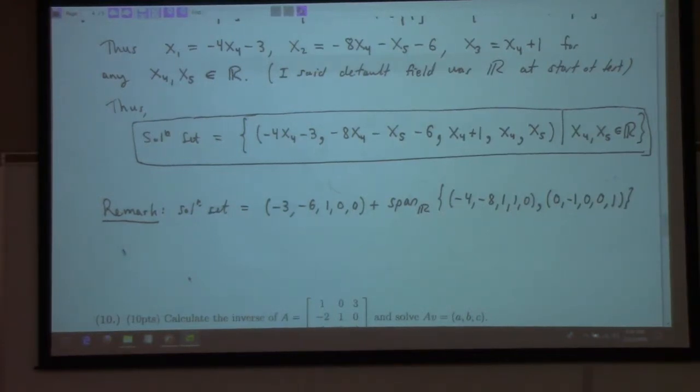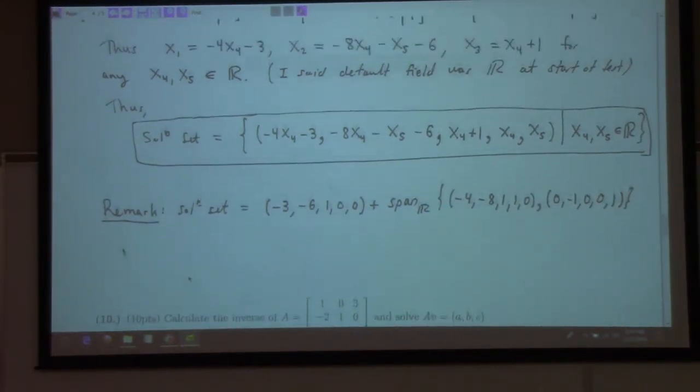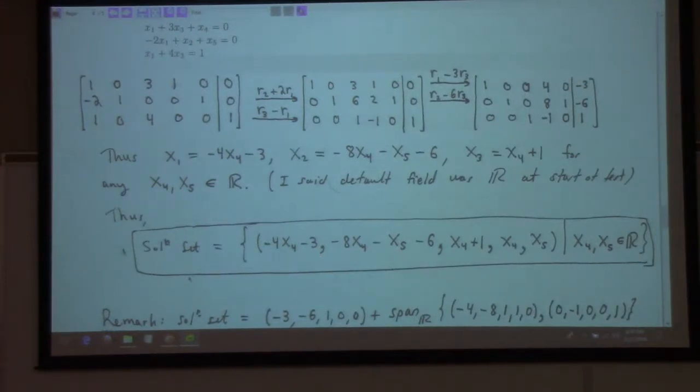Another important comment. That plus that is in fact the solution set. It seems like we can always write the solution set as some vector plus the span of a couple of other vectors, right? Where the number of vectors in the span is the number of parameters up here. Any questions?